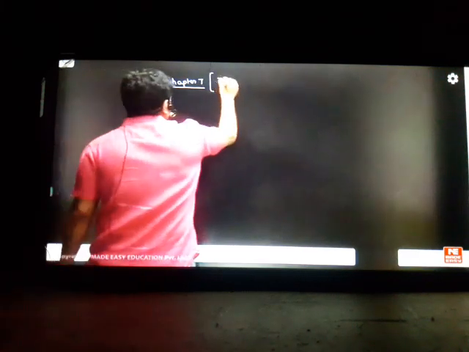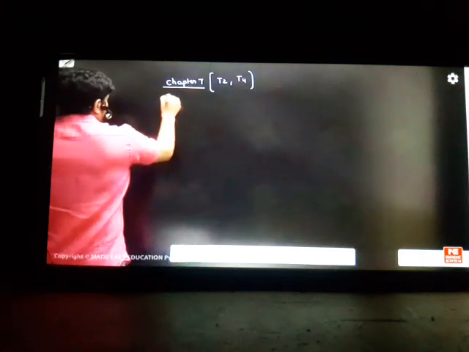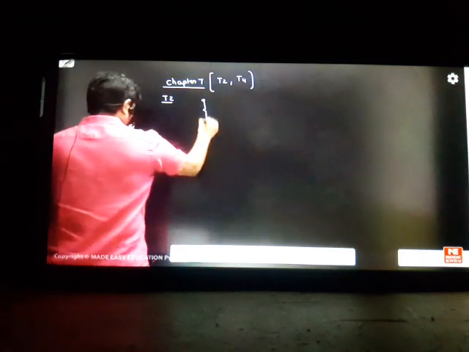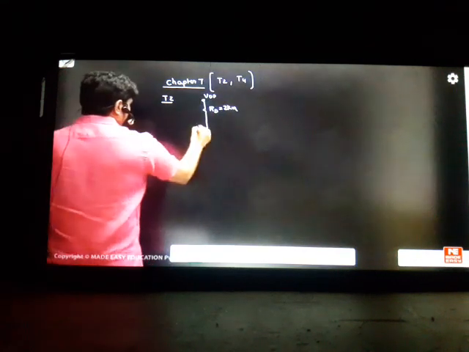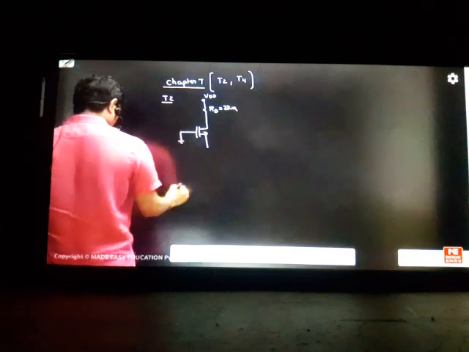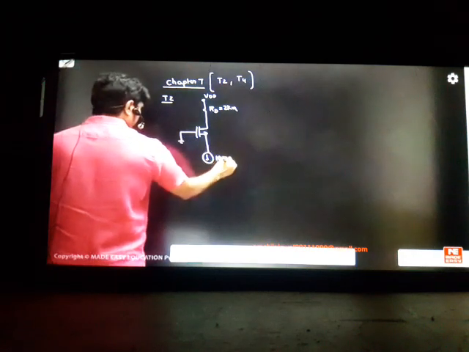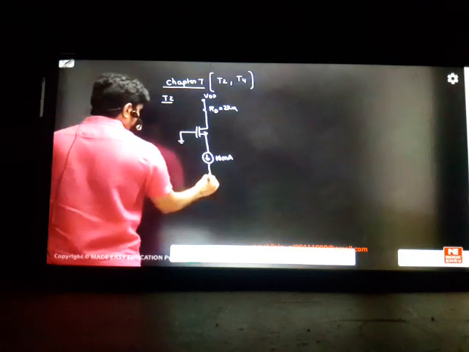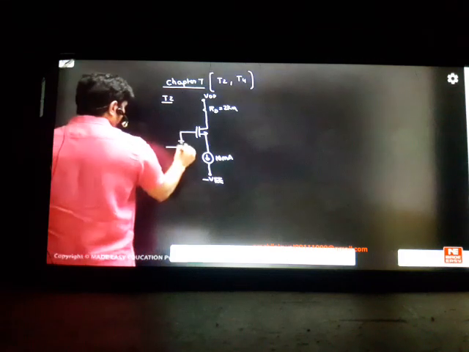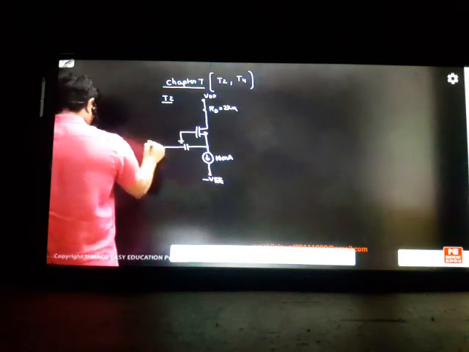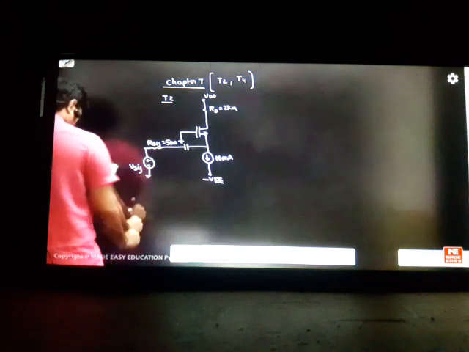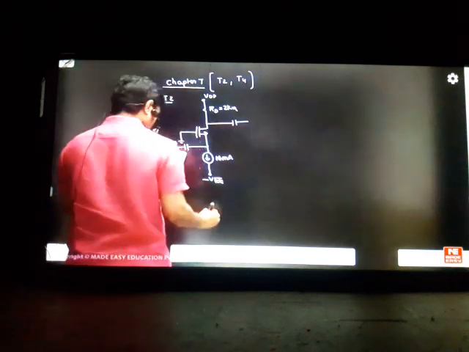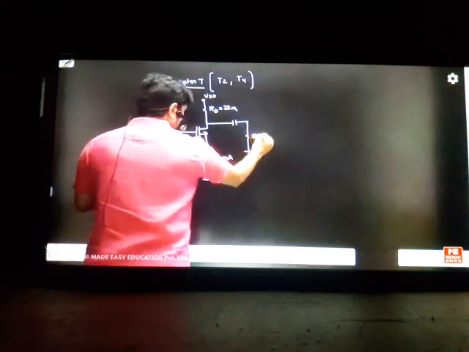One is a T2 question and one is a T4. The T2 question is very interesting. See the T2 question. RT is given as 2 kilo ohms. This is VDD. It has a MOSFET. This is ground. There's a current source of 10 milliamps. There's a battery, minus VE. There's a capacitor here. We have a resistance, R signal, which is 50 ohms. There's V signal. And we have a capacitor with a load. This is 2 kilo ohms.